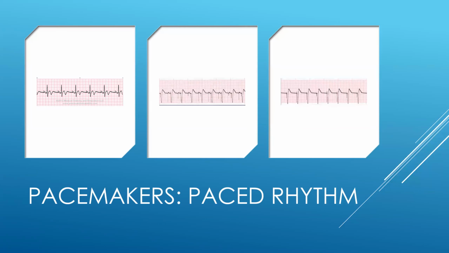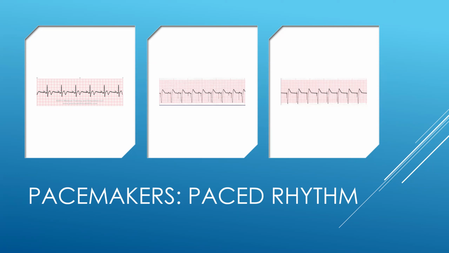These are examples of what paced rhythms look like on a monitor. On your far left, you see an atrial paced rhythm. I know this is atrial paced because there is a pacer spike, that little blip before the P wave. You'll see that pacemaker spike before every P wave in each complex. So I know that this rhythm is atrial paced.